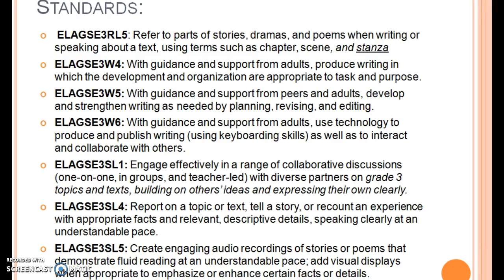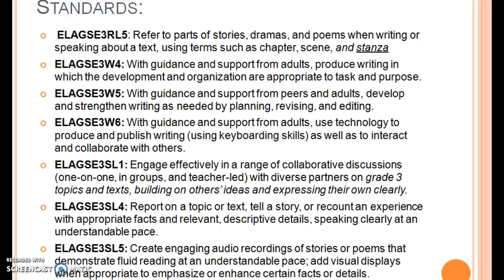Some of the standards that I decided to focus on were RL5, referring to parts of a poem, especially the stanza, a few writing standards which will help support their writing, as well as multiple speaking and listening standards.